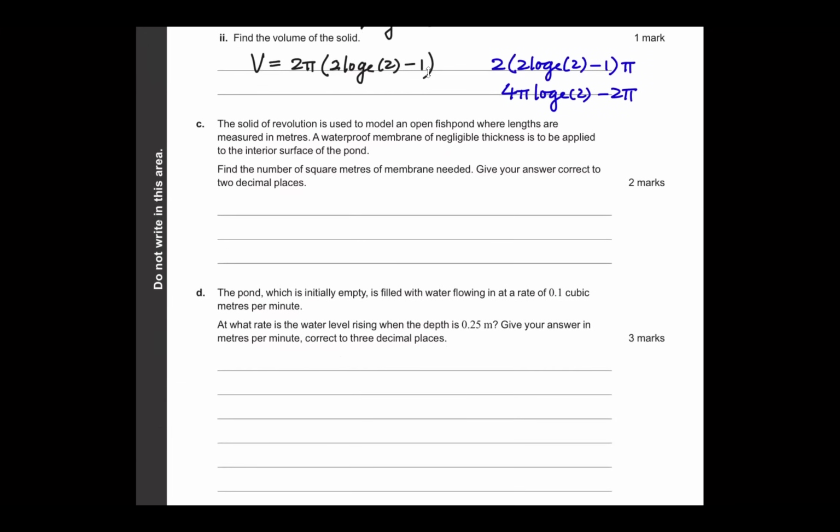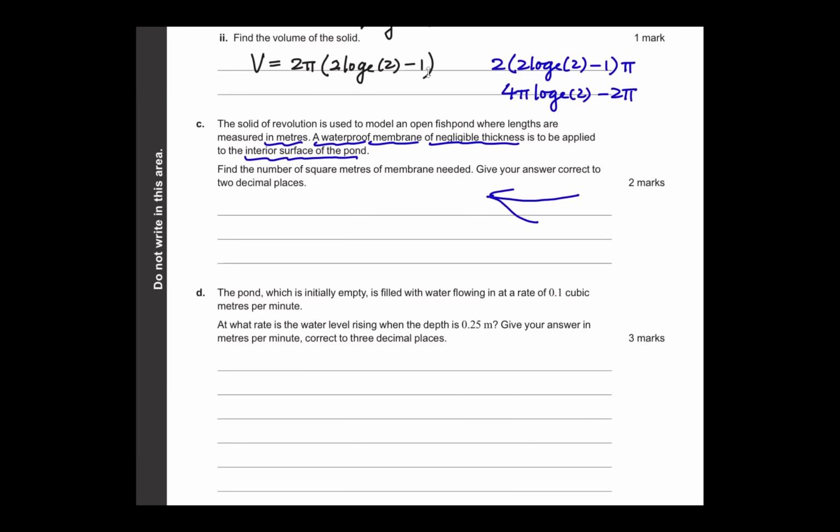The solid of revolution is used to model an open fish pond where lengths are measured in meters. A waterproof membrane of negligible thickness is to be applied to the interior surface of the pond. So I don't have to double up the surface area inside or outside. Just look at the inside. So find the number of square meters of the membrane needed. Give your answer correct to 2 decimal places.